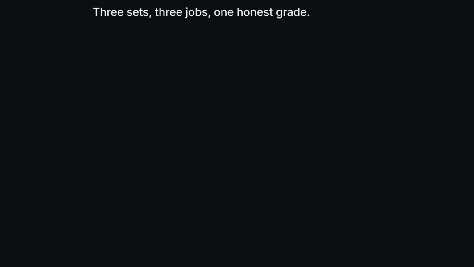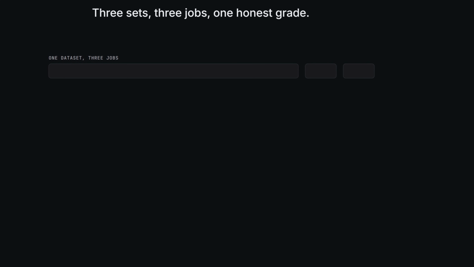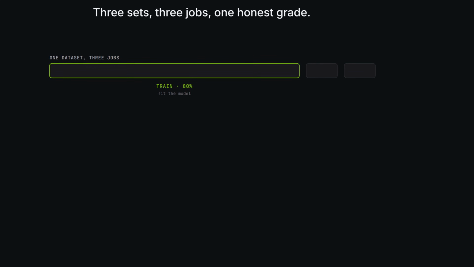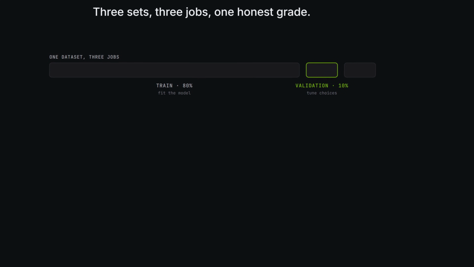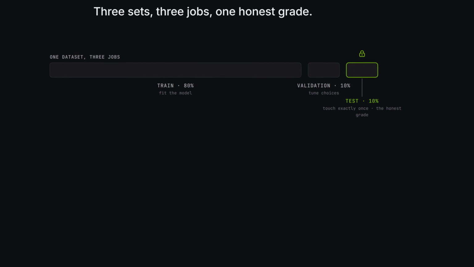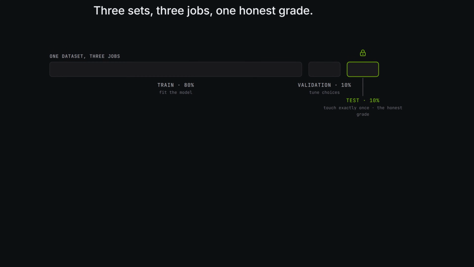Before you trust any result, you split the data into 3 parts. You train on the training set, you tune your choices against a separate validation set, and you touch the test set exactly once, at the very end, as an honest final grade.